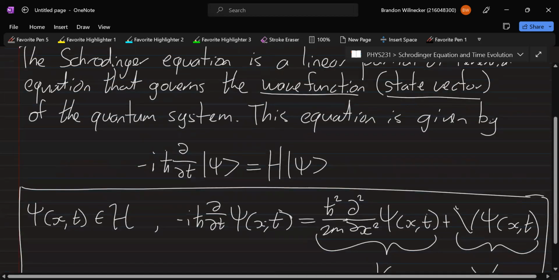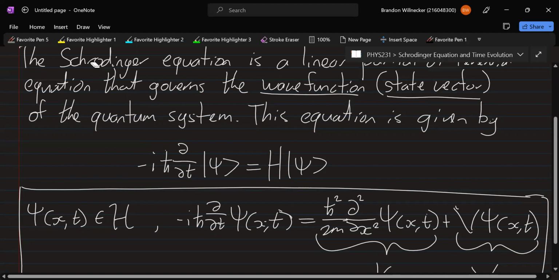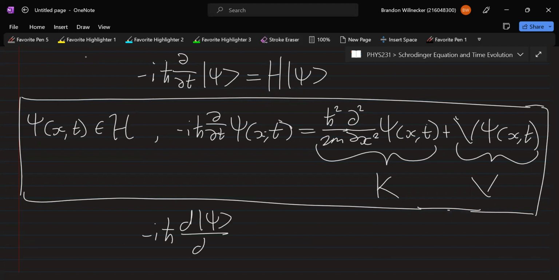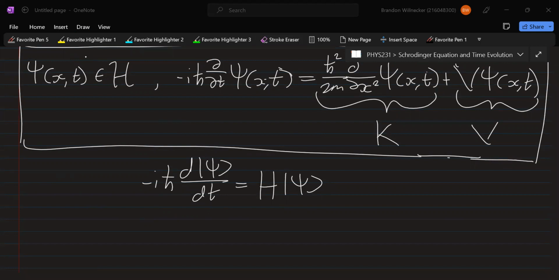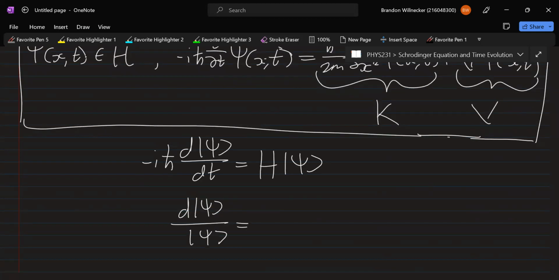So how do we get from the Schrödinger equation to that unitary operator that we saw last time? What we can do is rewrite this equation. Minus i h bar d psi by dt is equal to H psi. This is very not rigorous at all, but let's just go with it. We can rearrange this and write it as d psi over psi is equal to minus i over h bar H dt.